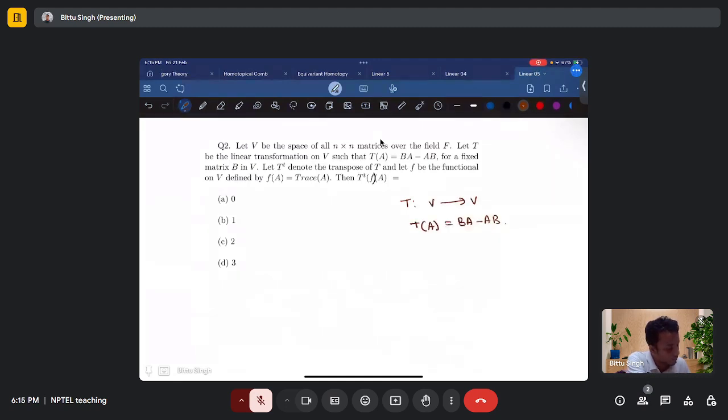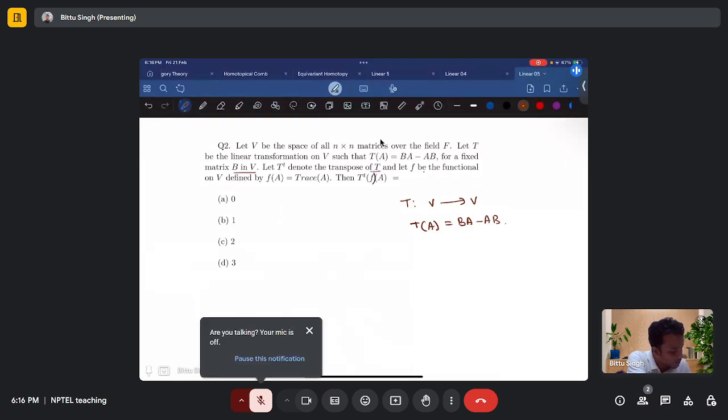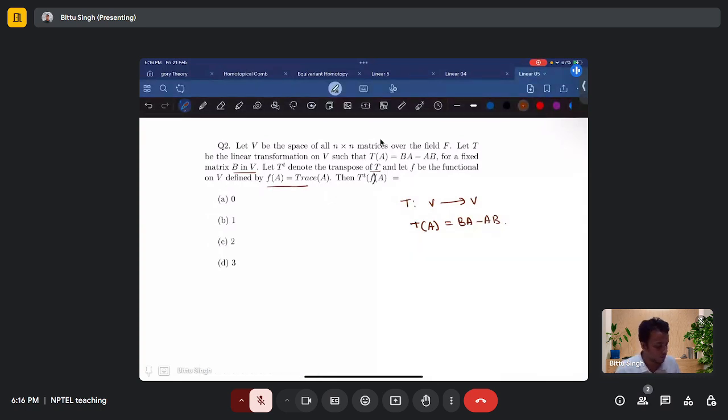Now for a fixed B in V, T transpose denotes the transpose of the transformation T, and let f be the functional on V, f equal to trace. So again it is a similar question. What we'll do, again T transpose f applied on A, if we follow the definition, this is same as f compose T applied on A. This is what we have seen. Simply if we draw the diagram, it will be more clear.